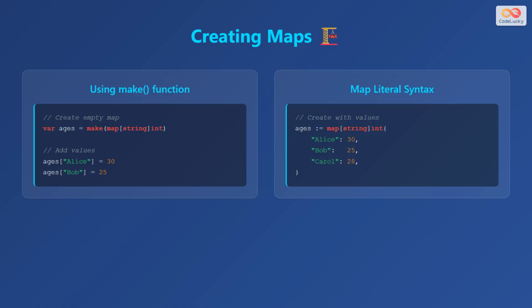Alternatively, you can use map literal syntax to create and initialize a map in one step. You declare a variable, for example ages, and assign it a map literal. The map literal is specified as map followed by the key type in square brackets and the value type, followed by curly braces containing the key value pairs. Each key value pair is specified as key:value, with commas separating the pairs.